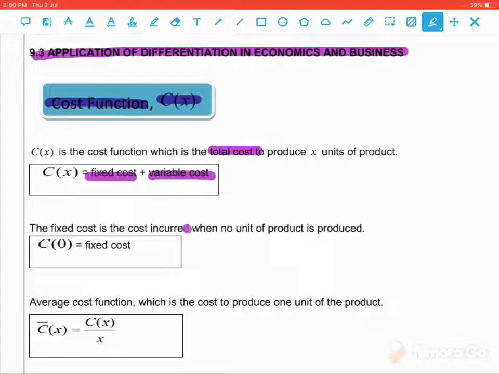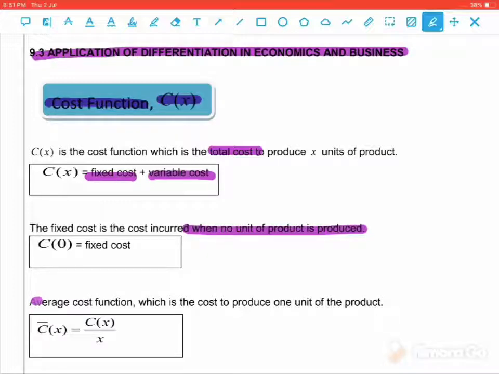What is the fixed cost? The fixed cost is the cost incurred when no unit of product is produced, meaning C(0) when x is equal to 0. Some examples of fixed costs include the rental, salaries of the workers, and the insurance, which do not change with an increase or decrease in the amount of product produced. That is the fixed cost.